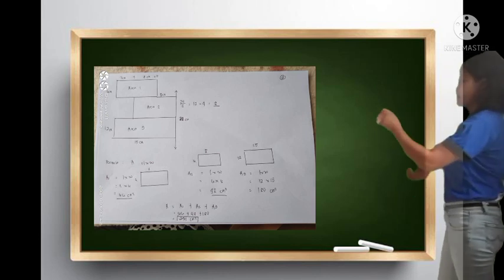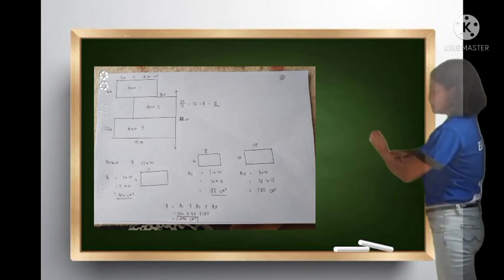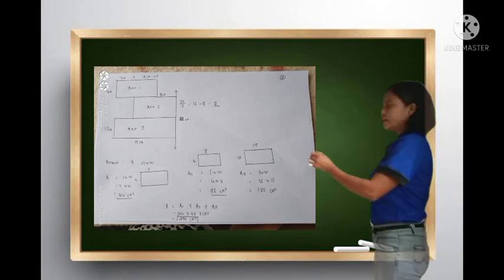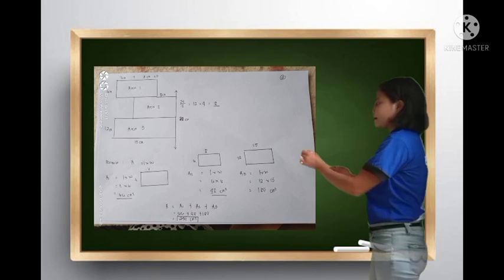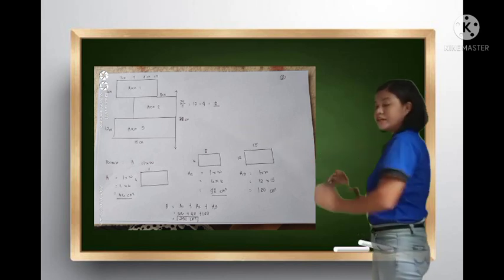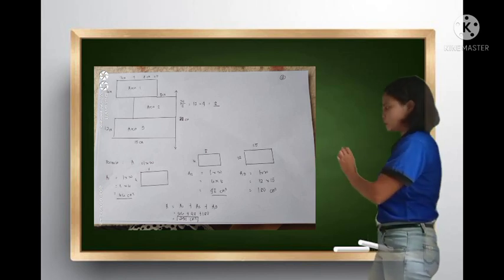So, sa area 3 naman tayo, ito naman. Ang hanapin natin is the area 3. So, ang length niya is 15 cm and ang width niya is 12 cm. 12 times 15 is equal to 180 cm squared.